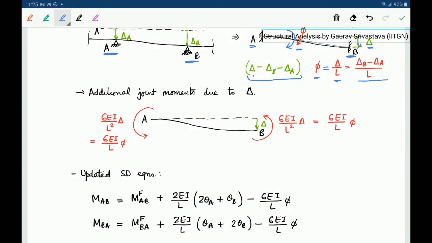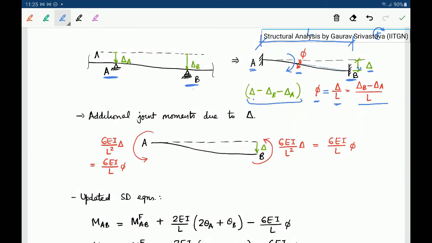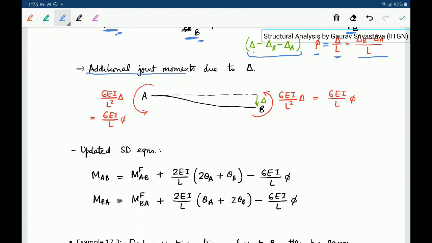Now, basically we had already considered the effect of applied external loads and the actual rotations theta A and theta B in the slope deflection equations. So we just need to see what additional moments are generated due to this downward settlement in the primary structure, right? So we need to consider the additional joint moments due to delta, and this can be worked out. Again, this can be a good exercise for you to derive. So the relation between the moment and delta comes out to be 6 EI by L phi, or 6 EI by L squared times delta.